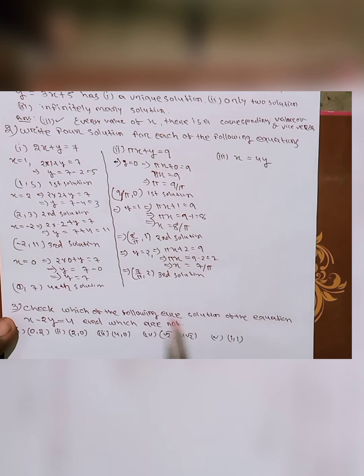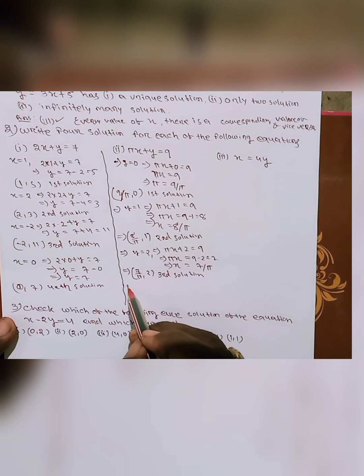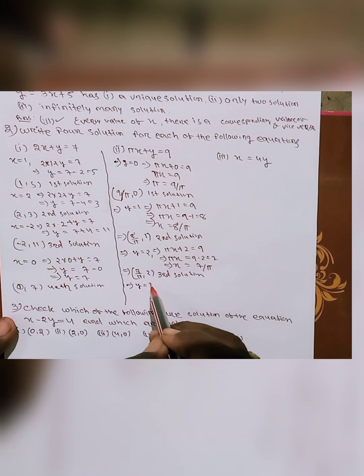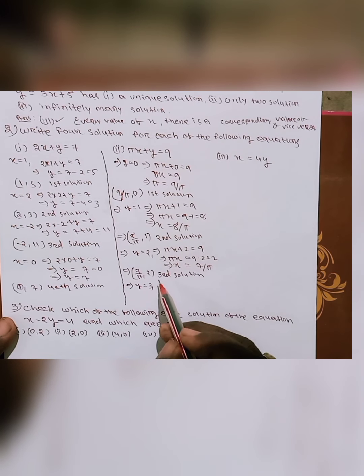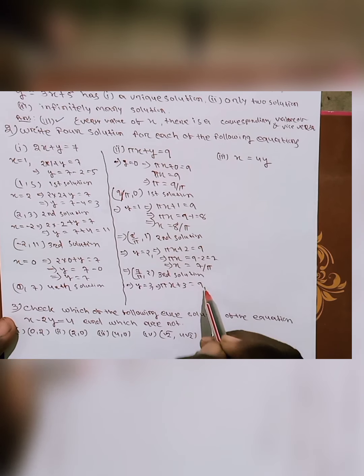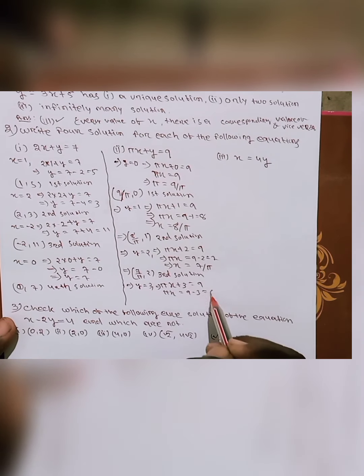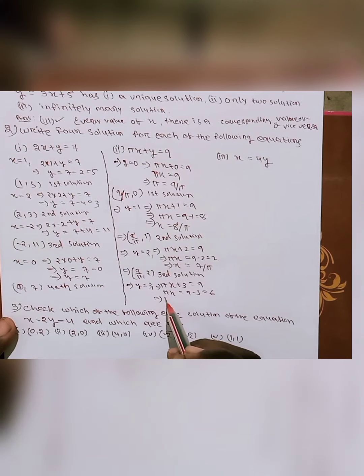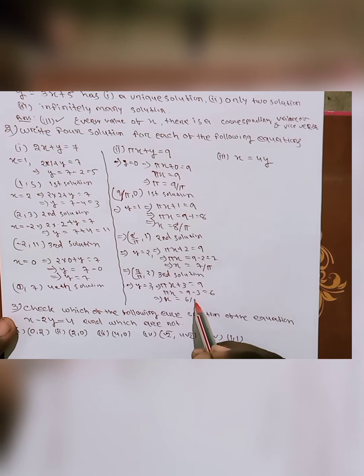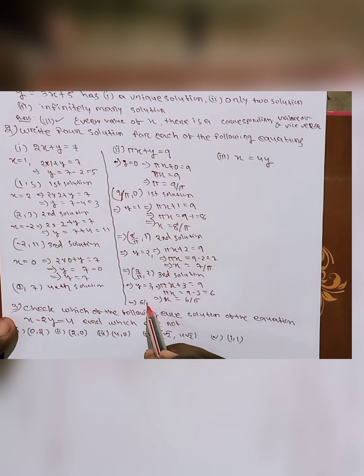Like this, you can find 4 solutions. Let y is equal to 3. Put the value in the given equation. It implies that pi x plus 3 equal to 9, implies that pi x equal to 9 minus 3 equal to 6, implies that x is equal to 6 by pi. So the fourth solution is 6 by pi and 3.